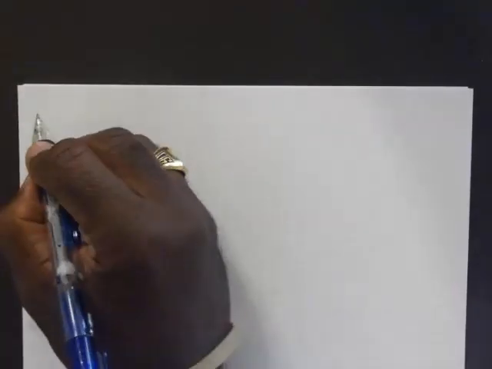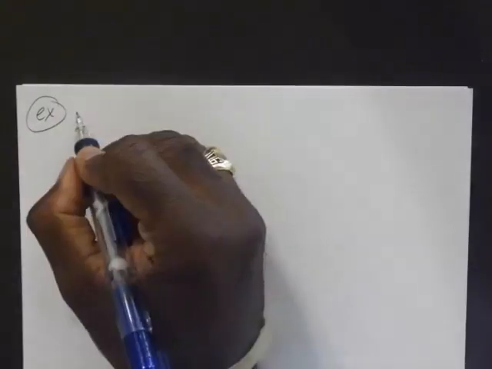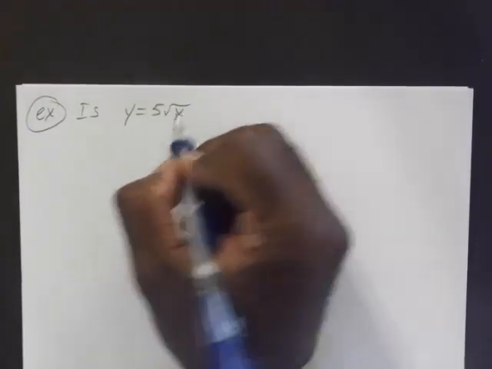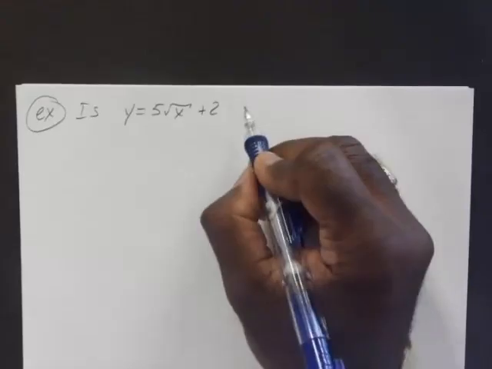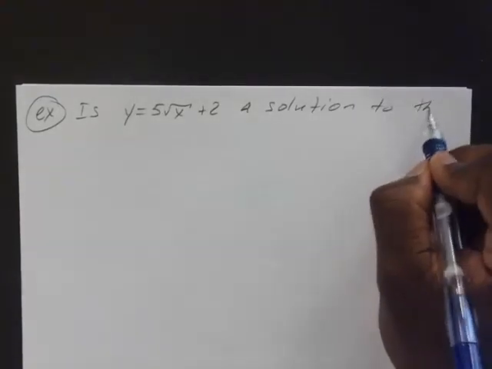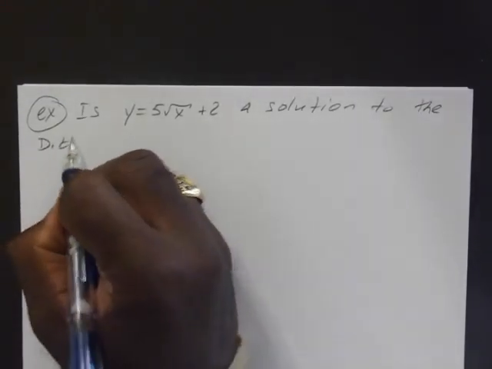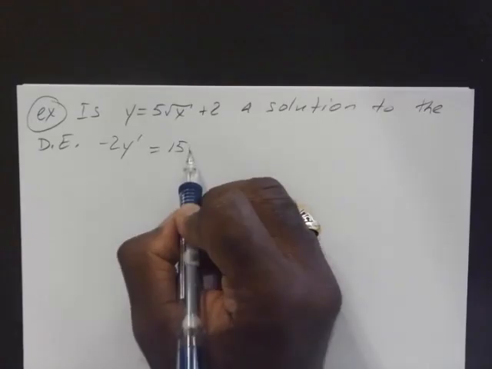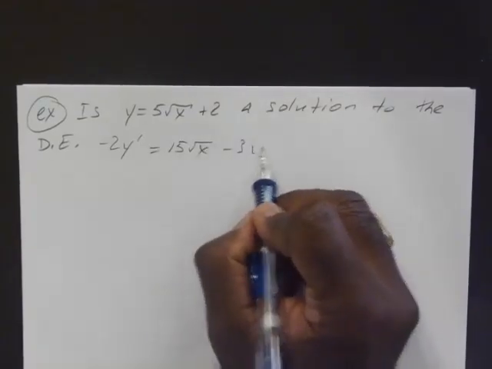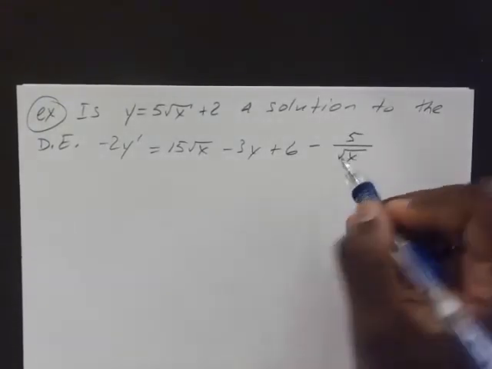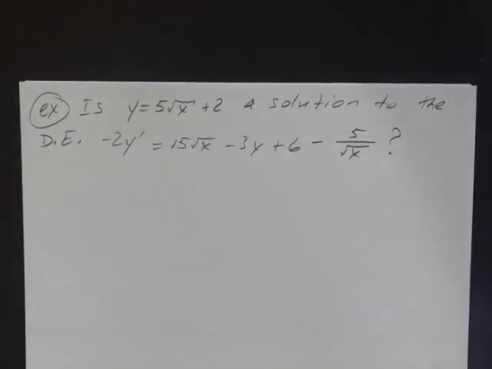All right. So let's say, for example, if we wanted to know is y equals 5 times the square root of x plus 2 a solution to the differential equation -2y prime is equal to 15 square root of x minus 3y plus 6 minus 5 over the square root of x. Just don't really need it in any particular form.